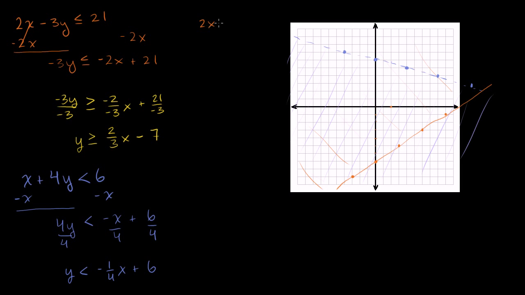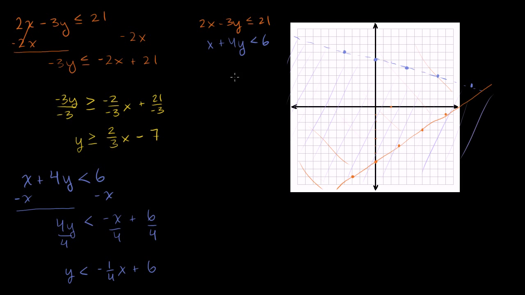Now, if I were to have a system where I have 2x minus 3y is less than or equal to 21, and another inequality, I should say. These aren't equations, these are inequalities. They're not equal to each other. The other one is x plus 4y is less than 6.